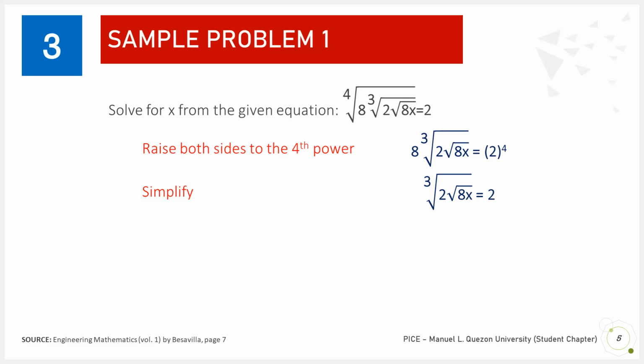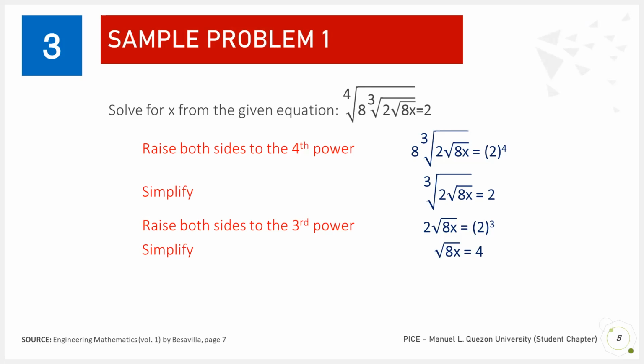And the next step for this is we eliminate the outermost radical again. Kasi na-eliminate na natin yung outermost radical kanina na may index na 4. Ngayon, ang index naman ng ating bagong outer radical ay 3. So, we raise both sides to the third power. And ang matitira na lang sa left side is 2 square root of 8x. And then, yung right side natin will be raised to the third power. So, 2 raised to 3 is equal to 8. 8 divided by 2 is 4. So, 4 na lang yung matitira sa right side.